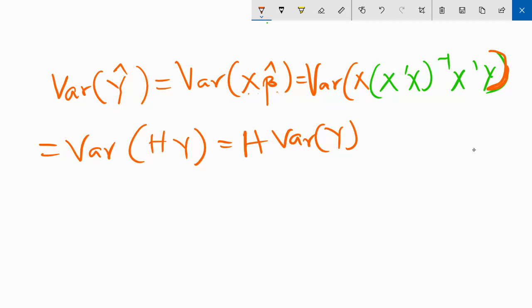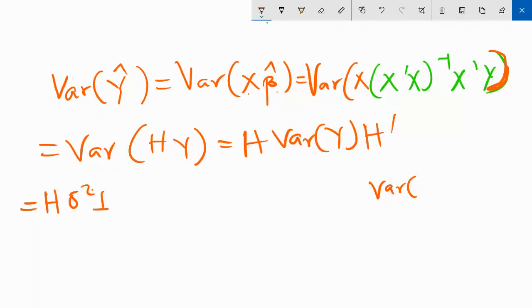Then remember the H rule. H transpose. No, I cannot write what you didn't tell me. I only write what you are telling me. Then let's go from there. The variance of H y, you write H, H, the variance of y is sigma squared identity.